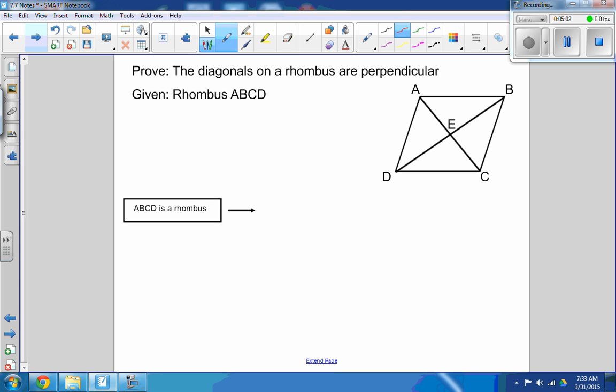Last one. Let's prove the diagonals of a rhombus are perpendicular. So we're given rhombus ABCD. And now let's prove that the diagonals are perpendicular. So first off, let's start off with the idea that angle A plus angle D adds up to 180. Well, why do we know that? Because it's a property of a parallelogram.